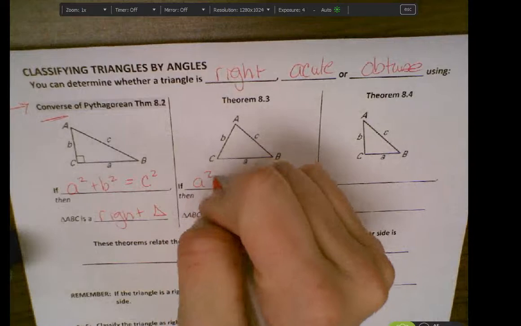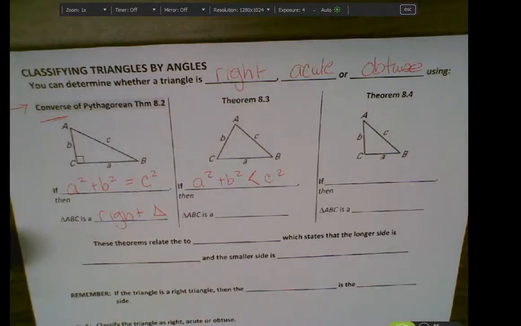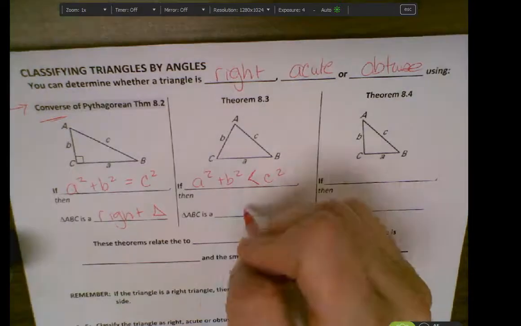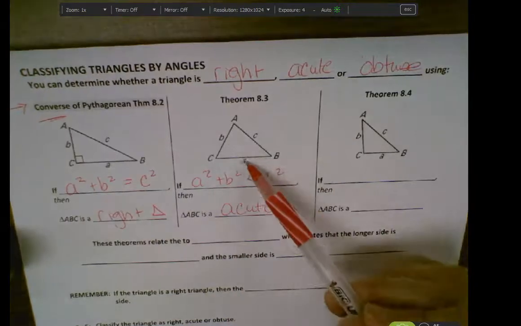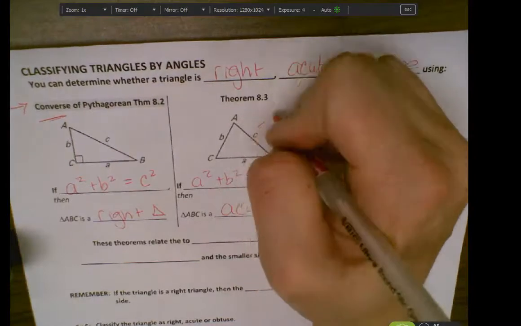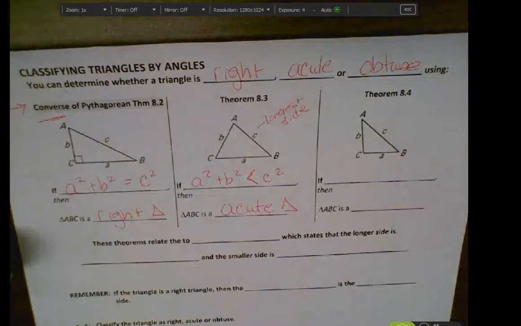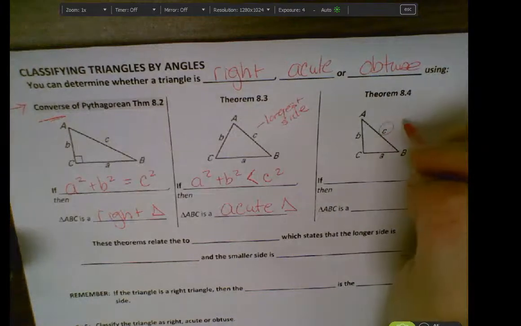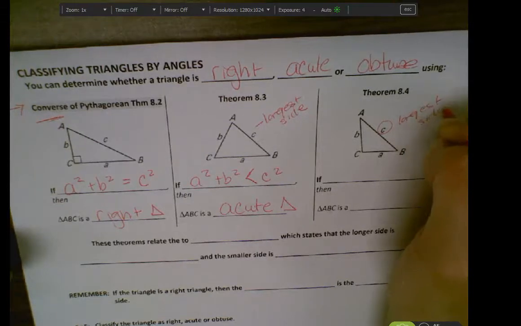What if a squared plus b squared is less than c squared? Using the hinge theorem, if that's true, that makes angle C smaller than 90, which means we have an acute triangle. So if I take the two smallest sides, remembering that we're looking for a right triangle, this would be the largest side if it was a right triangle. So we want to look at whether the square of the largest side is less than or greater than the sum of the squares.